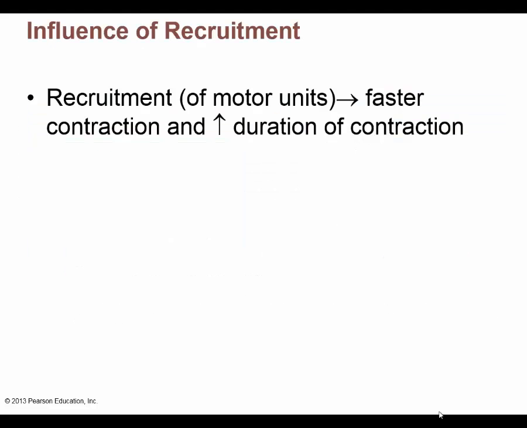And then recruitment. The more motor units you recruit, the faster the contraction and the longer the duration. It's one of those things: if you want to get something done faster, you recruit more people. Same thing. If you want a muscle to contract faster, you recruit more muscle fibers. And you can do that for a longer period of time, with more muscle fibers contracted.